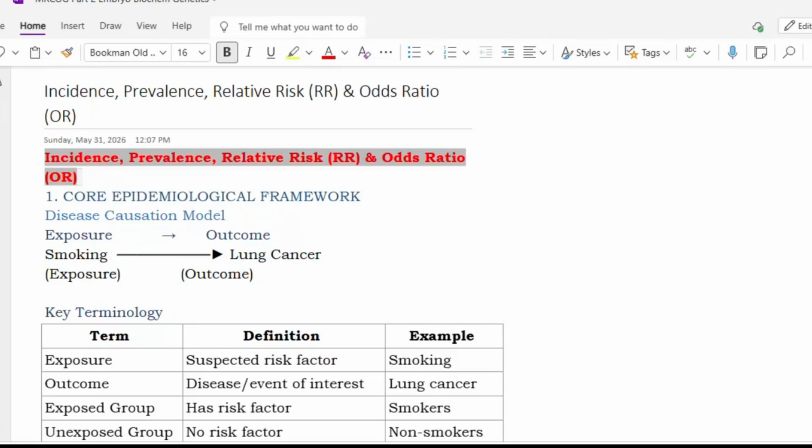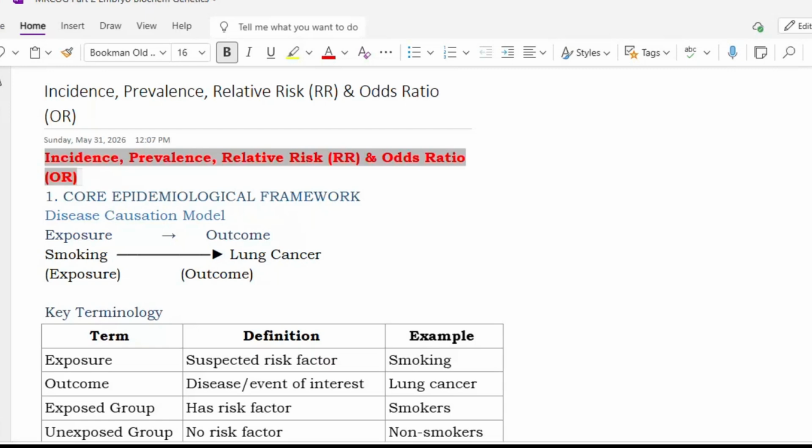So today we continue with our epidemiology module, and today we are going to discuss incidence, prevalence, relative risk, and odds ratio. These are the most frequently asked questions in the MRCGP examination. So concentrate on this topic, and we are going to solve the SBAs at the end, which will be along the lines of our exam pattern. So we are going to discuss incidence, prevalence, relative risk, and odds ratio.